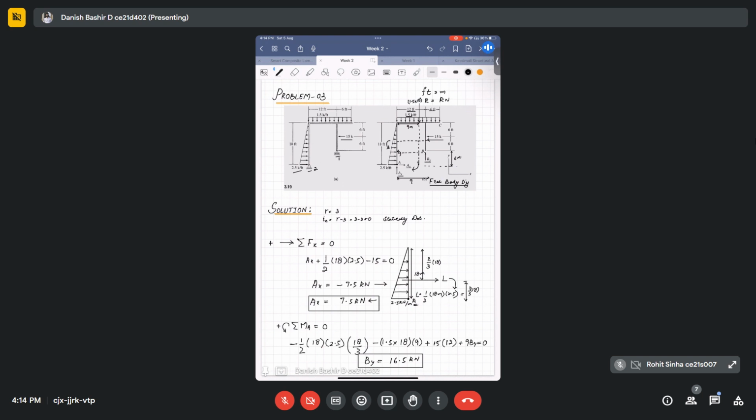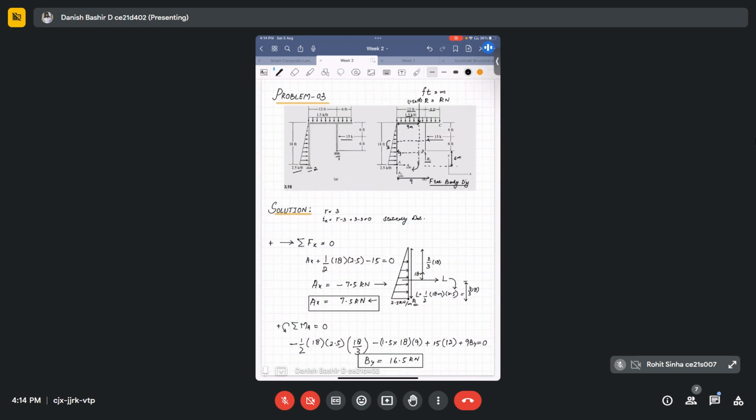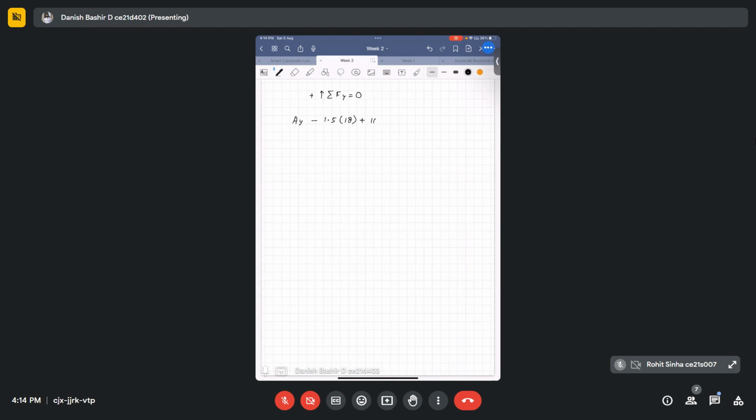So AY will be, sorry, BY. We have to add plus BY. So BY is 16.5 plus 16.5 is equal to 0. When you calculate, AY will come out to be 10.5 kilonewton. Okay, it's positive, so it will be acting in upward direction.